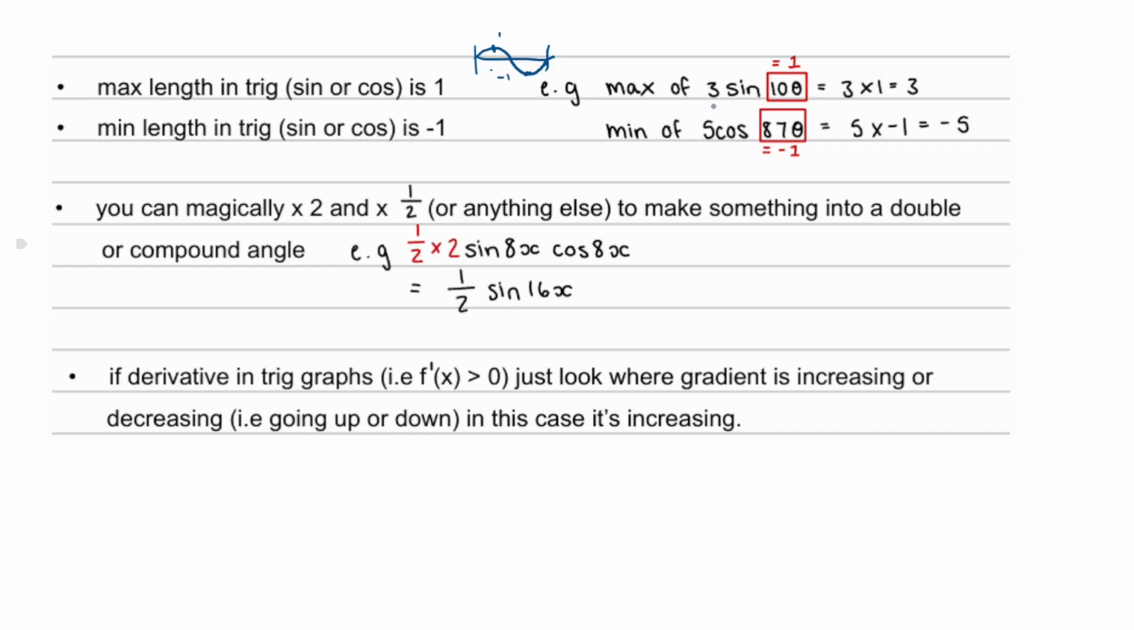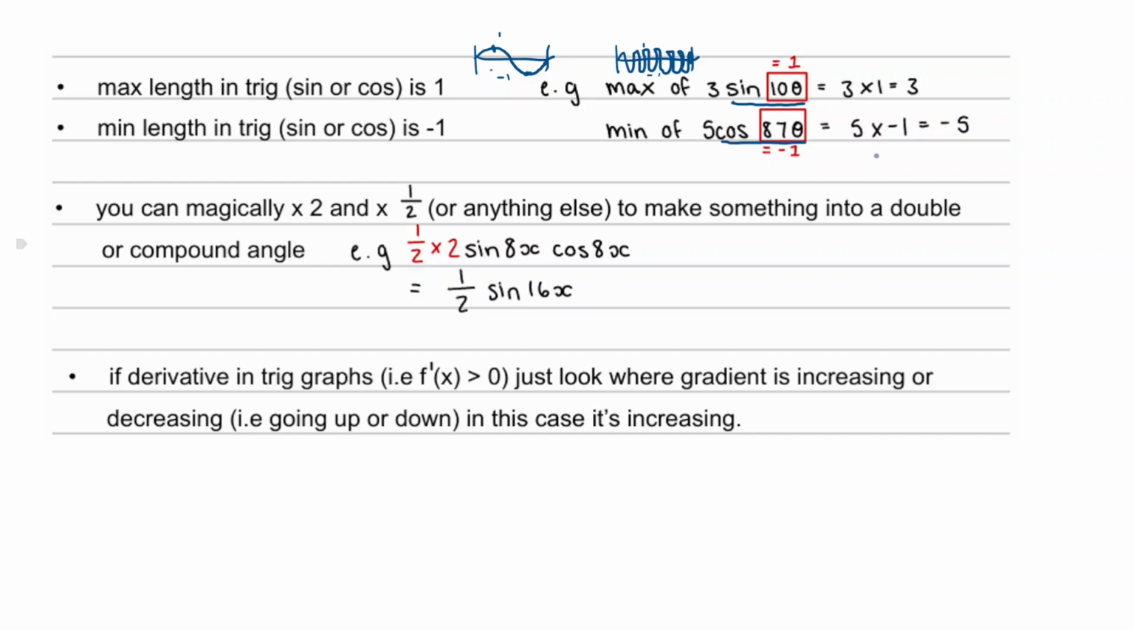So if they ask me the max of 3 sine 10 theta, just put a box in your mind around the 10 theta, and that means that the max of this will just be 1, and then it's just 1 times 3, and the answer is 3. All that's happening with the 10 theta is you've just got a graph of sine that's going up and down, up and down 10 times, but it still only goes up to 1 and down to -1. Ditto when they ask for the min of 5 cos 87 theta, that's just a graph of cos that's repeating 87 times, but the smallest that cos will ever be is -1, and so it's just -1 times 5 is -5.